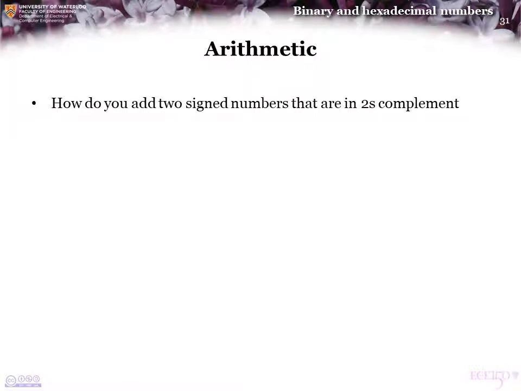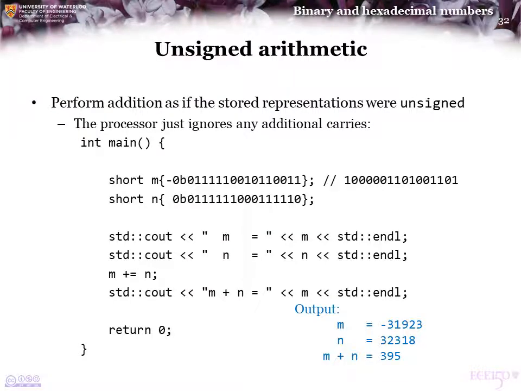Now, how do you add two signed numbers that are in 2's complement format? After all, you may be adding a positive number to a negative number or a negative number to a negative number. Well, let's try to find out. Let's just add them as if they were positive unsigned integers. Easy enough, isn't it? So we're just going to perform addition as if the stored representations were unsigned. The processor will just ignore any additional carries.